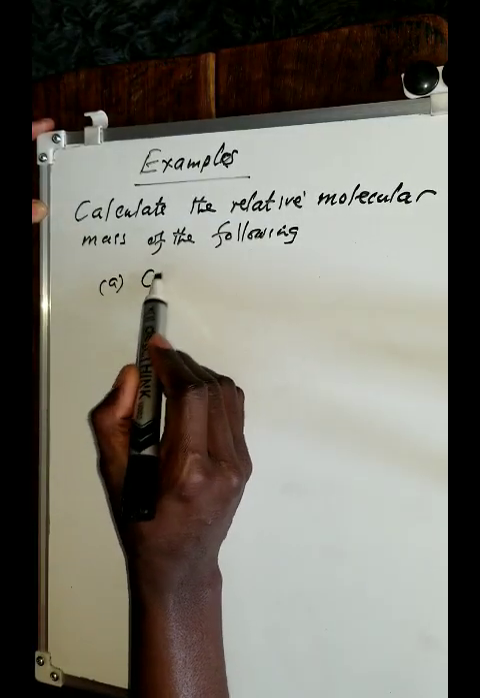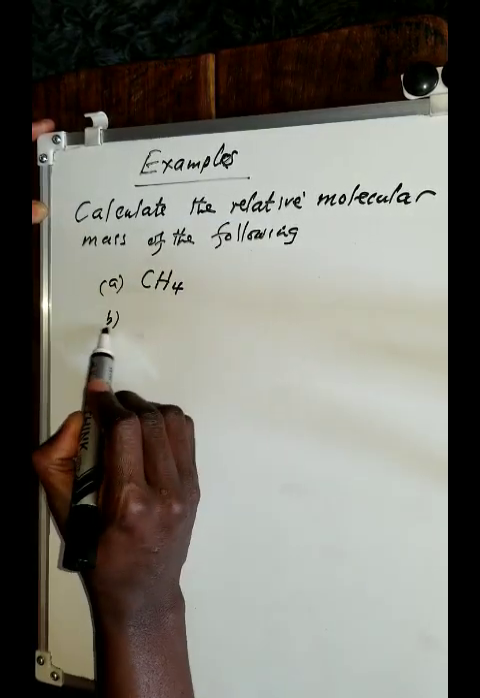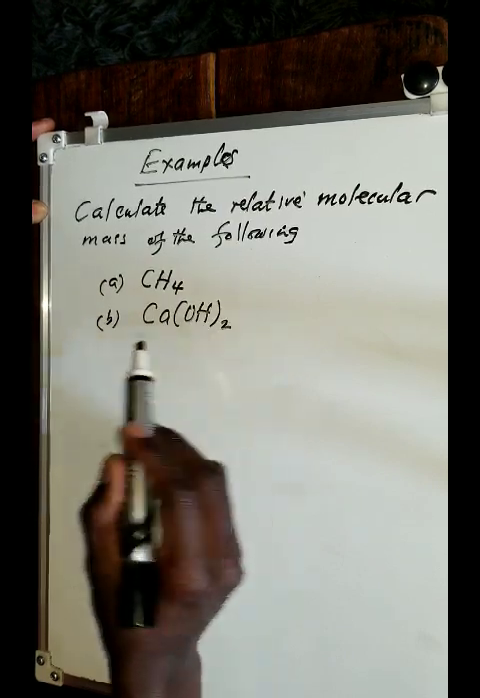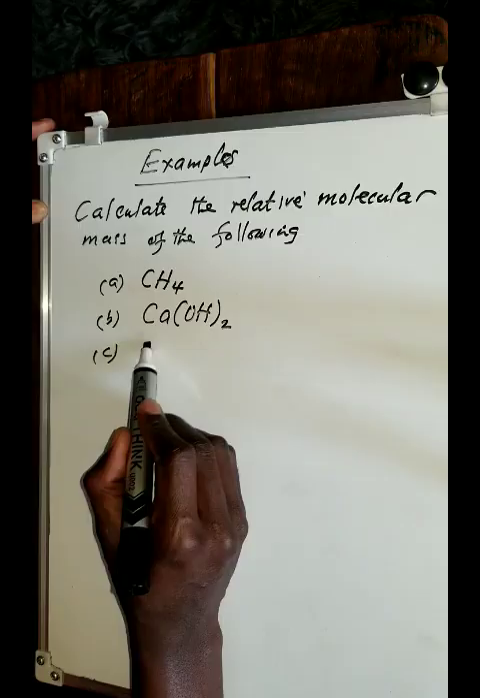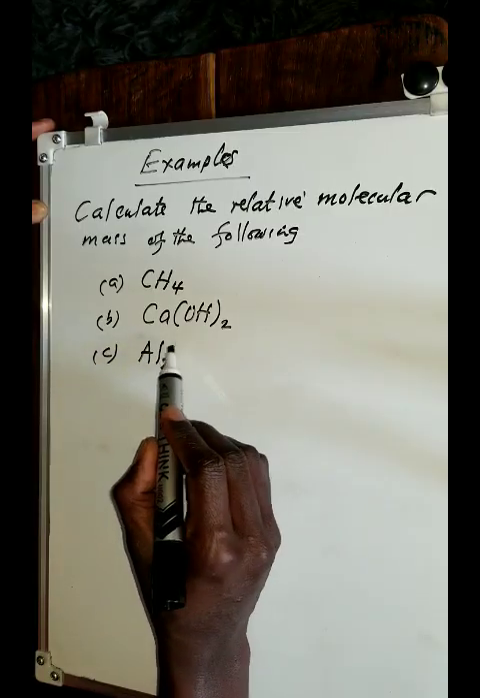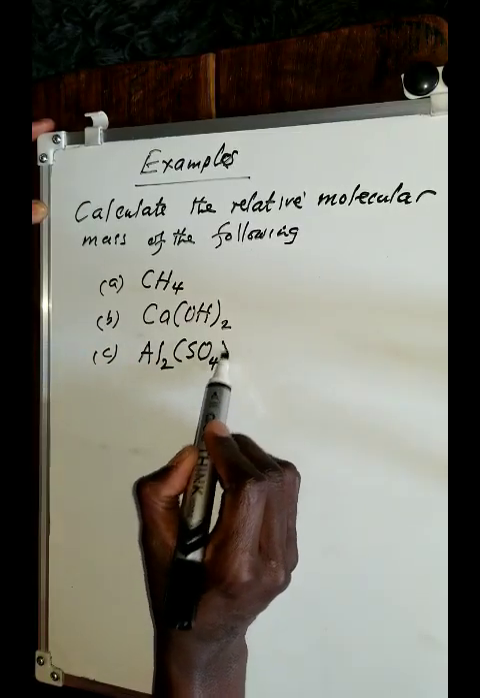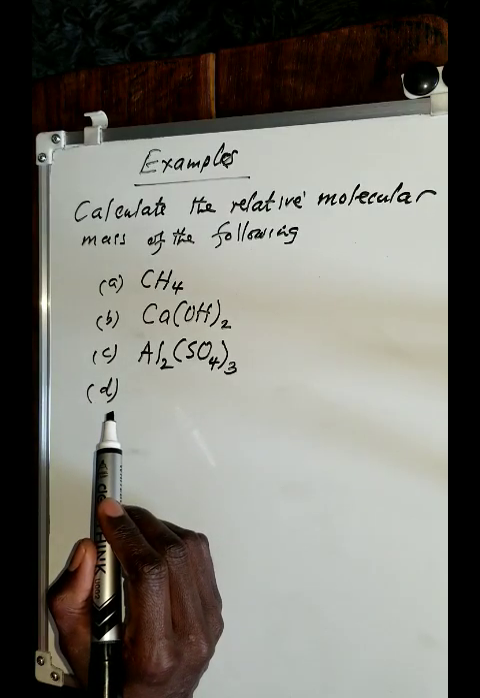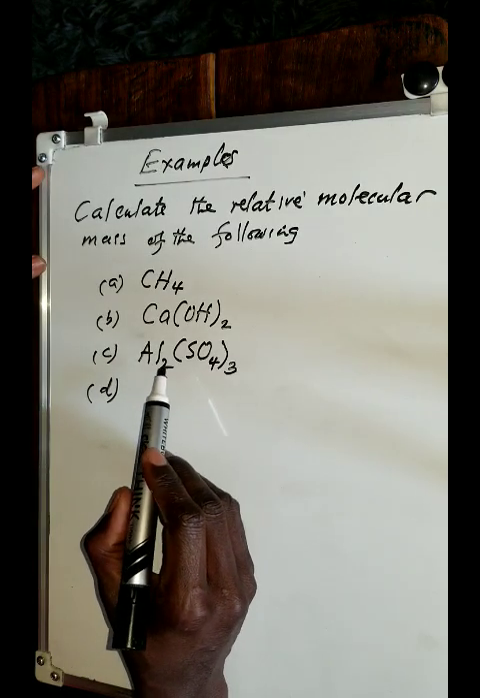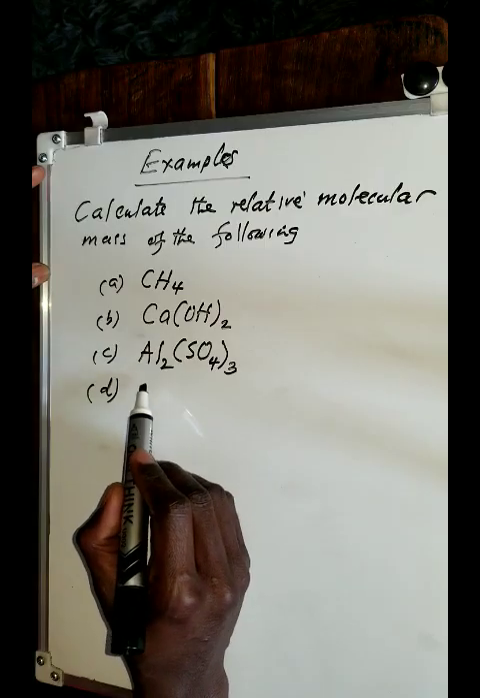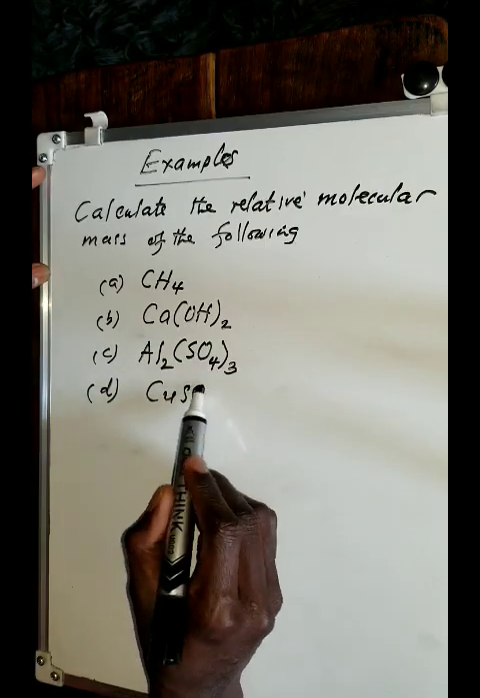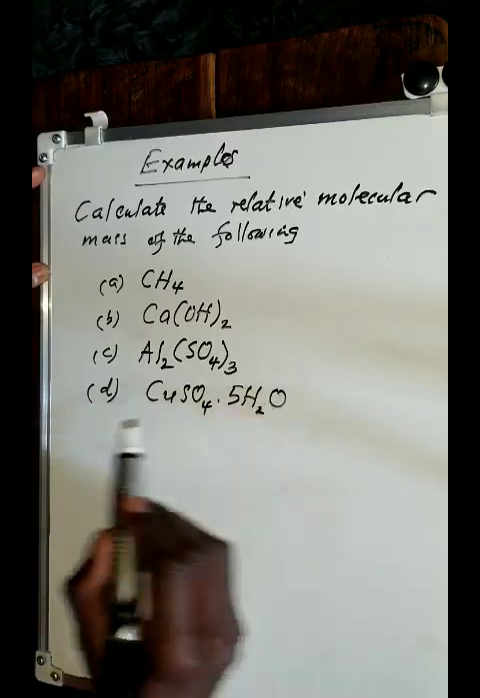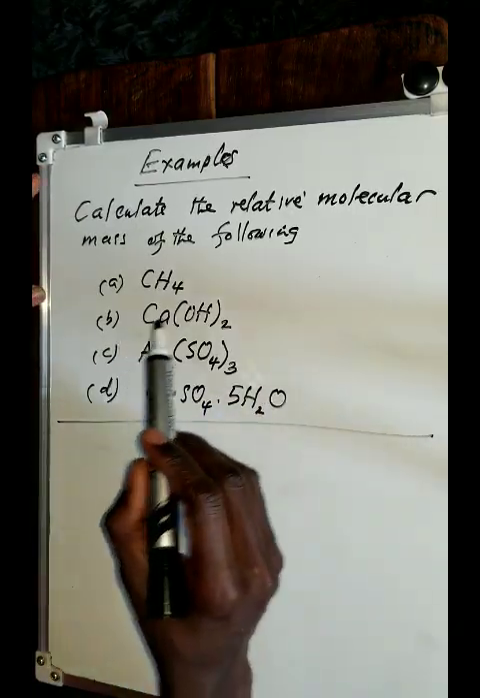A, we have methane. B, we have calcium hydroxide. Then C, we have aluminium sulfate. Then D, I can maybe give you a hydrate. Maybe I can say you have copper(II) sulfate 5 water. So we want to calculate the relative molecular mass.